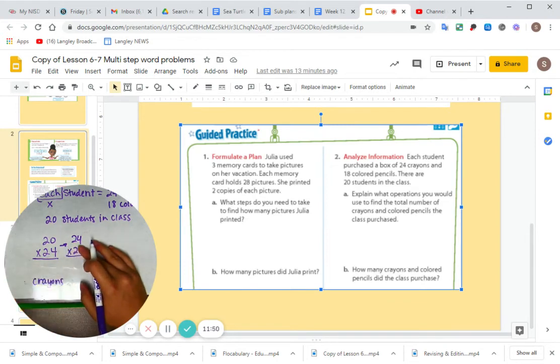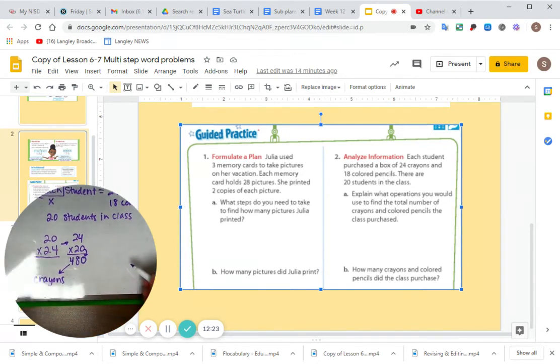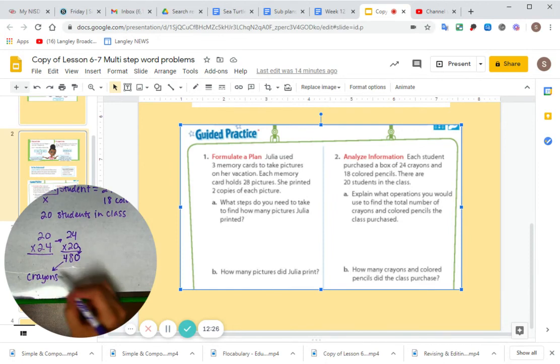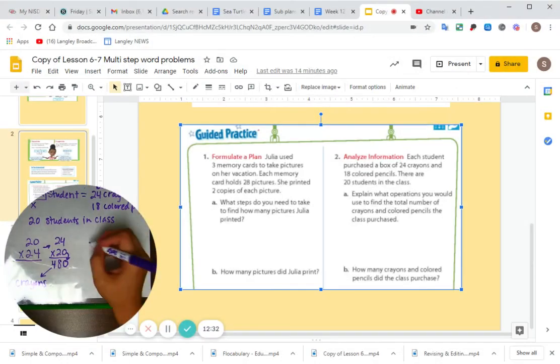I cover up that 0. Now I'm left with 24 times 2. I know how to multiply that out. All right, I'm going to ignore that 0 for now, and I'm going to multiply like normal. So 2 times 4 equals 8, and then 2 times 2 equals 4. But I can't forget about that 0. That 0 needs to go back into my answer, so I'm going to put it right there. So 24 times 20 gave me 480. So this number here is how many crayons the 20 students would have bought, 480, or would have gotten. Now let's work with the colored pencils.